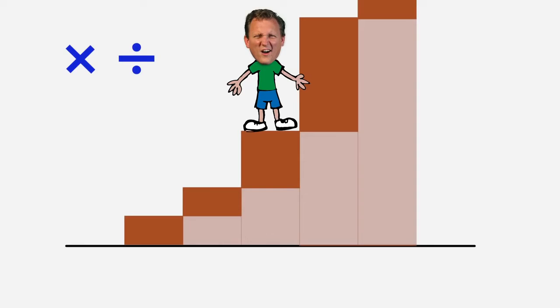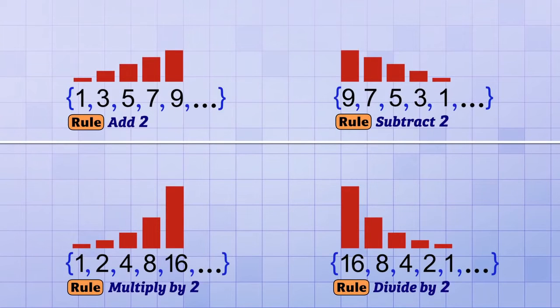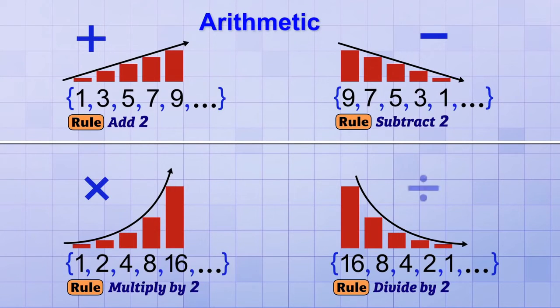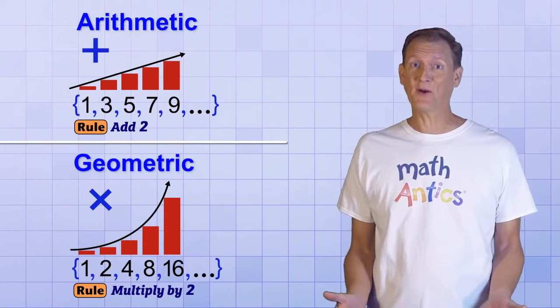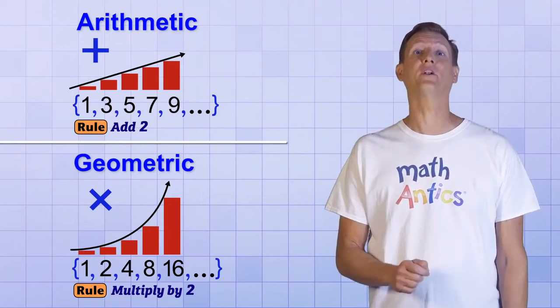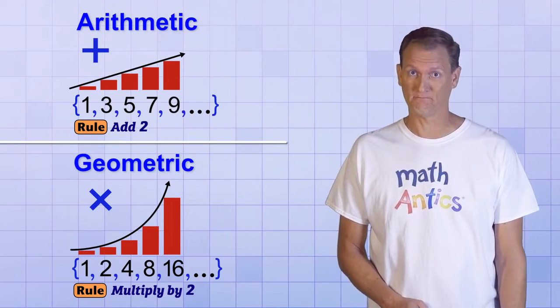That would be a tough set of stairs to climb. In fact, there's such a big difference in the way these types of sequences increase or decrease that mathematicians have different names for them. Sequences that are based on addition or subtraction rules are called arithmetic sequences, while sequences that are based on multiplication or division rules are called geometric sequences. Those maybe aren't the most intuitive names, but since they've been used for so long, it's important to know what people mean when they say them.